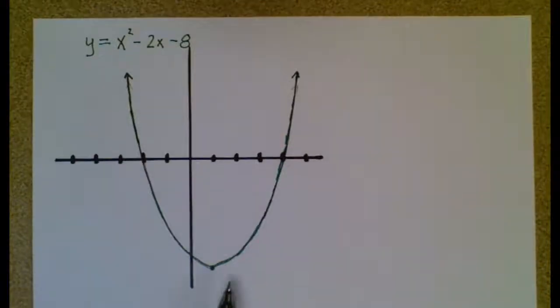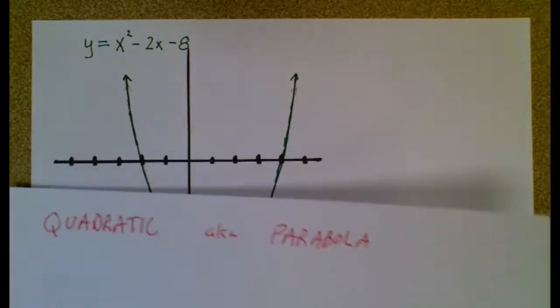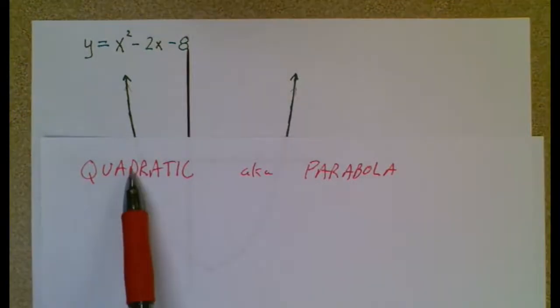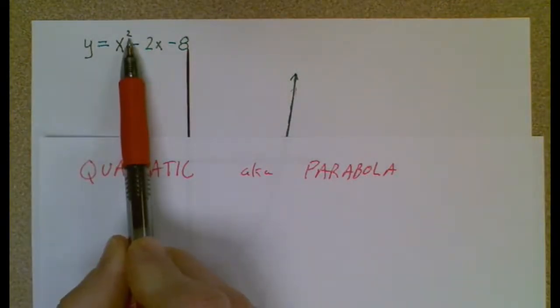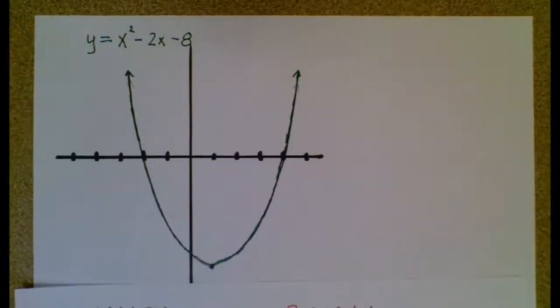This beautiful type of graph is going to be the subject of our new unit, and this graph is called a parabola, and the equation is a quadratic equation. We know it's a quadratic equation because the largest exponent is 2, or it's degree 2, and the parabola has this beautiful shape.